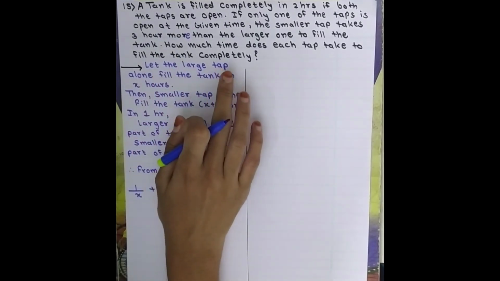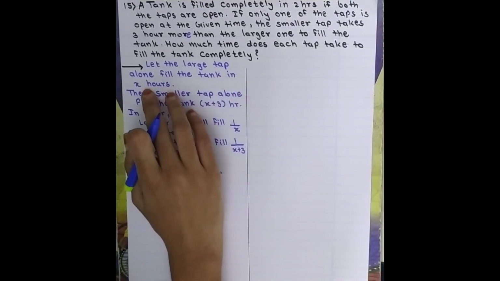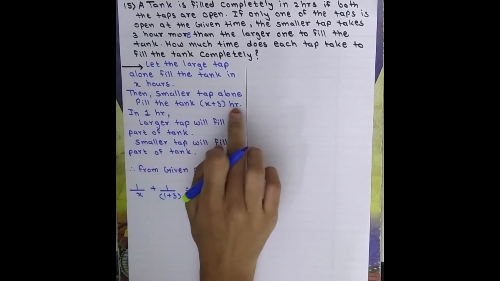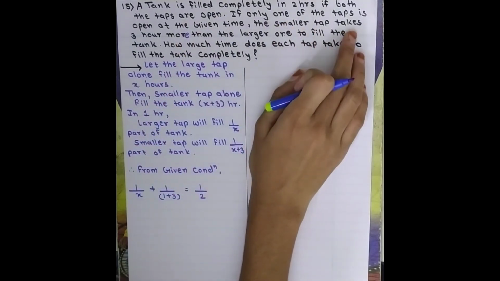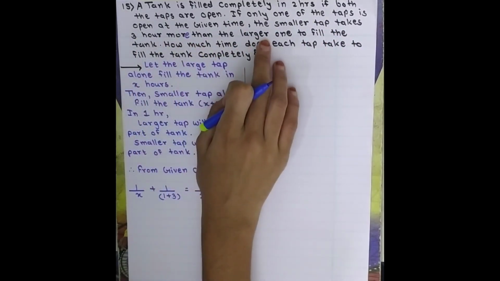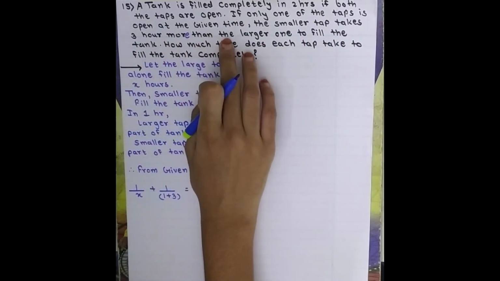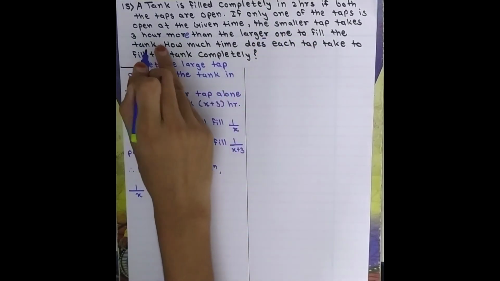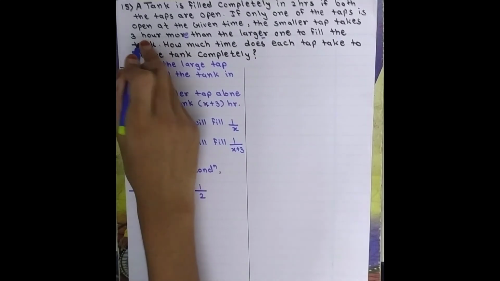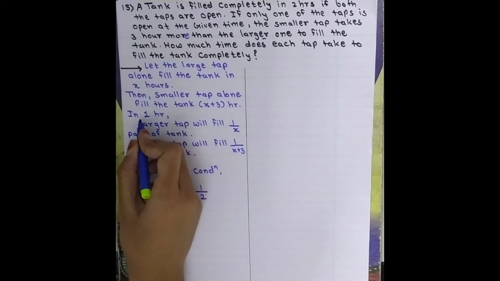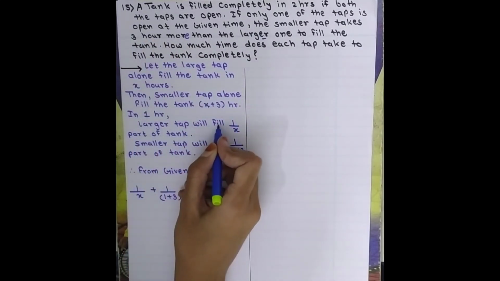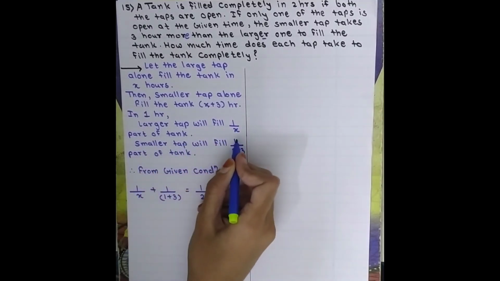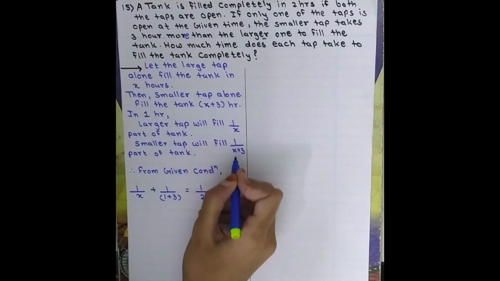So let the large tap alone fill the tank in x hours and the small tap alone fill the tank in x plus 3, because here it is given the smaller tap takes 3 hours more than the larger tap. So larger tap we assume x. So smaller tap is what? x plus 3 hours. Now in 1 hour larger tap will fill 1 upon x part of tank and smaller tap will fill 1 upon x plus 3 part of the tank.